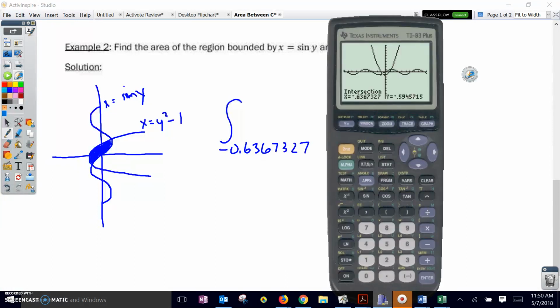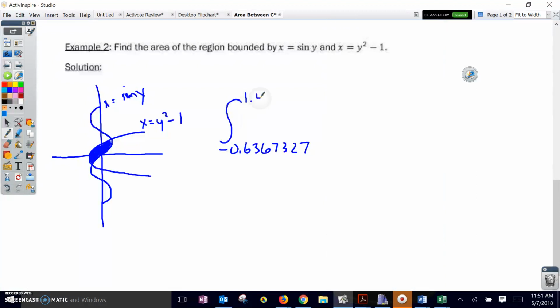And I'm going to find the other intersection point for the other limit of integration. And scroll over here to the outside of that so that it picks up the right intersection point. And so the x coordinate of that intersection point is 1.40964. So that's the y coordinate of the real intersection point. So 1.40964.